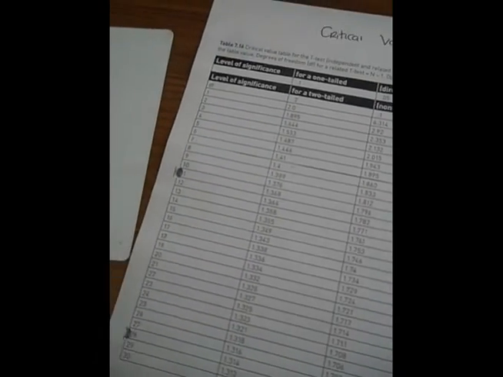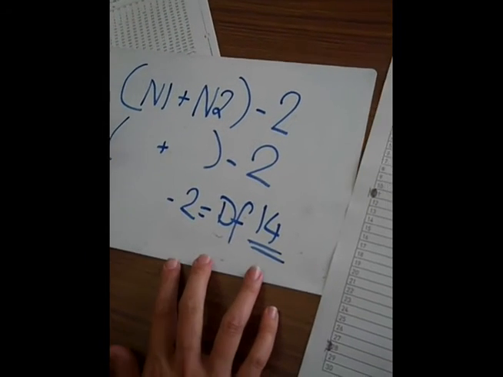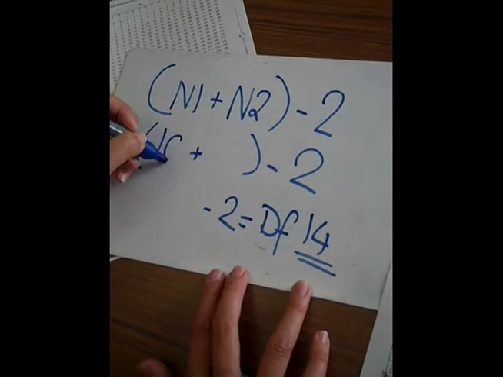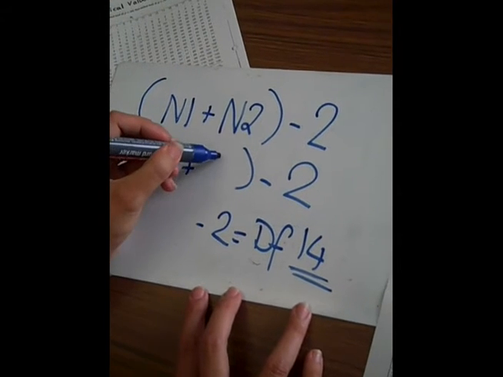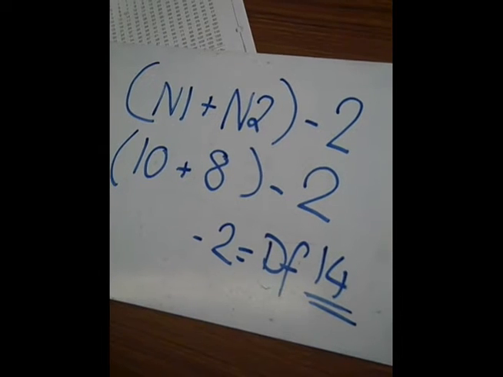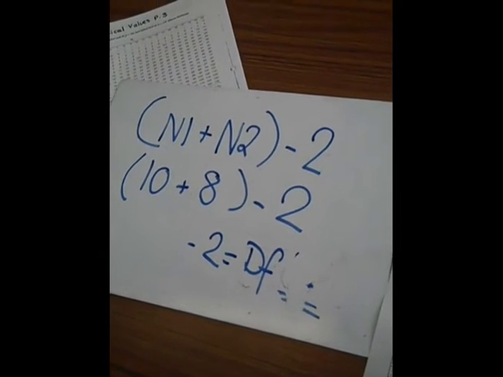So let's do a quick example using your critical value table. Right, so work this out for me, okay? So you've got, in condition A, condition 1, 10 participants. In condition 2, 8 participants. Now work out what your degree of freedom is for me.